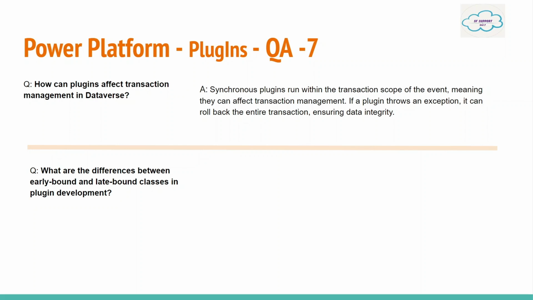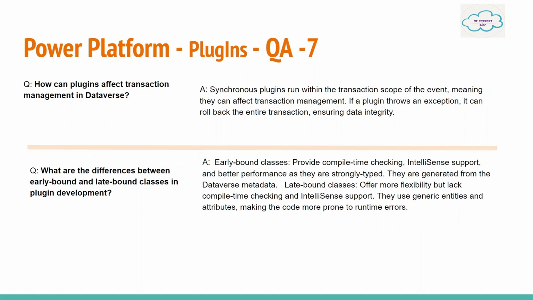Question: what are the differences between early-bound and late-bound classes in plugin development? Early-bound classes provide compile-time checking, IntelliSense support, and better performance as they are strongly typed. They are generated from the Dataverse metadata. Late-bound classes offer more flexibility but lack compile-time checking and IntelliSense support. They use generic entities and attributes, making the code more prone to runtime errors.